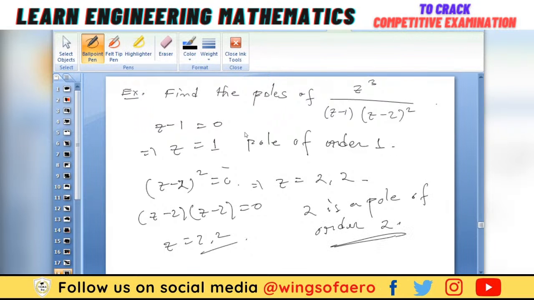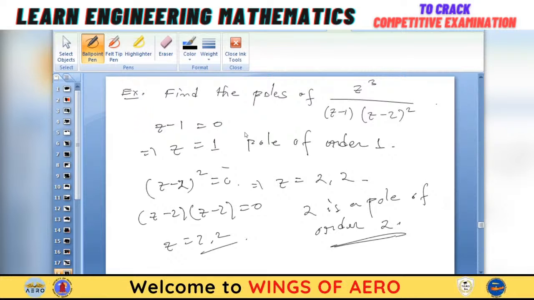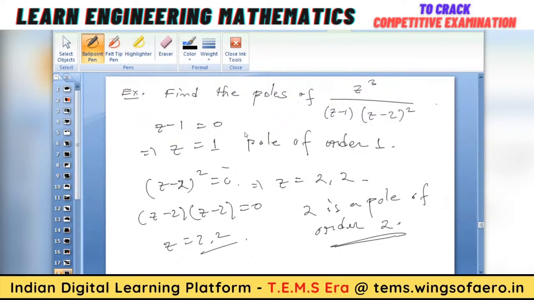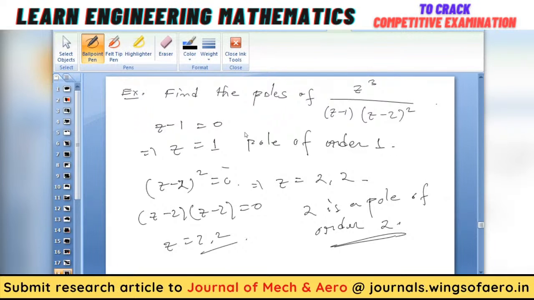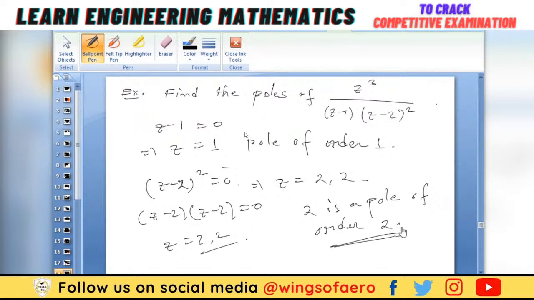These kinds of things are very important, because it is not only the pole but also the order of that pole. There may be multiple poles, and each and every pole can have a different order. Remember this is very important, because in the options there will be poles along with their orders, not only the poles.